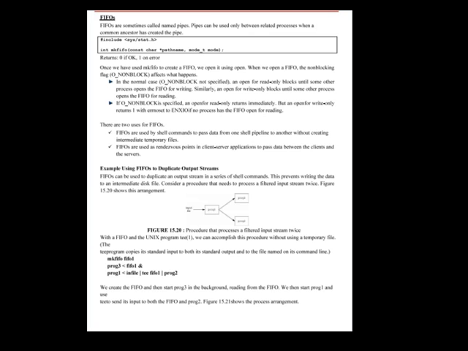With a FIFO and the Unix program tee(1), we can accomplish this procedure without using a temporary file. The tee program copies its standard input to both its standard output and to the file named on its command line. We create the FIFO and then start program 3 in the background, reading from the FIFO. We then start program 1 and use tee to send its input to both the FIFO and program 2. Figure 15.21 shows the process arrangement.